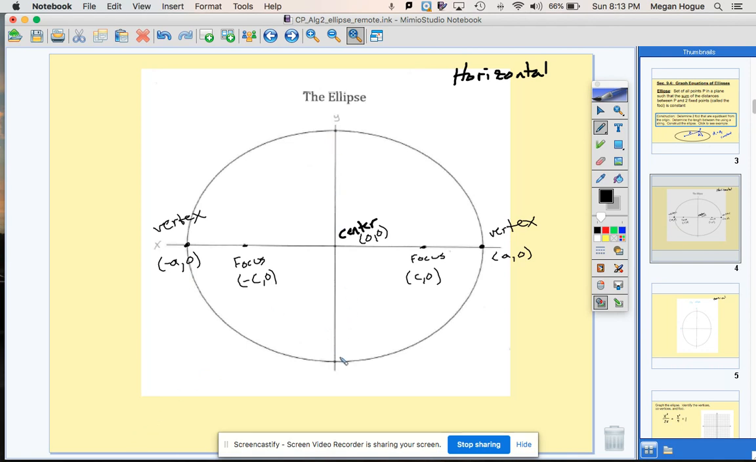Then the other 2 points that are important are where it intersects this way. This is called the co-vertex. And I've gone up, but I didn't go left and right, so 0, B. I've gone down, so this co-vertex is 0, negative B. The vertices, co-vertices, center, and foci, those are all the things we're going to be naming. Just a couple other things. This longer axis is called the major axis, and that's the longer one.